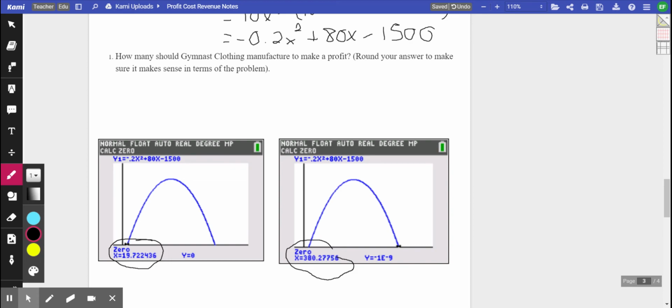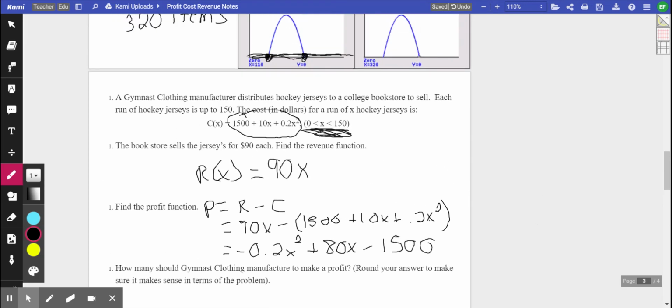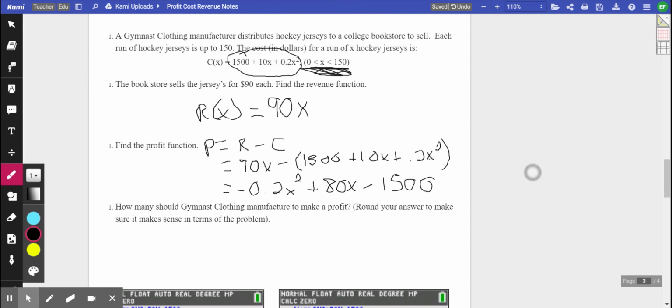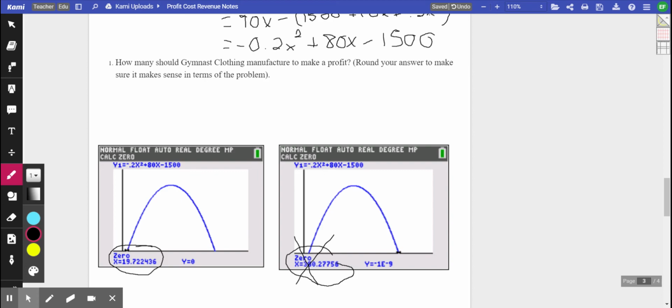But we said keep in the back of your mind as we're going through and we're answering the questions here that we have a restriction on our domain. This clothing manufacturer, for whatever reason, can only make up to 150 jerseys. They literally can't do anymore. So for this answer here of 380, it's outside of our domain of possibilities. So we have to cross it out. The only viable answer for us is this 19.72, which I can round that to about 20 jerseys.